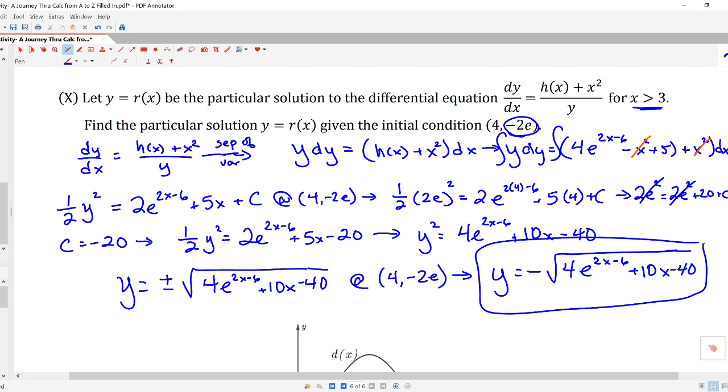Again, I can't guarantee it'll give you something I think that's complicated, but you will probably have to do some sort of separation of variables and integrate and use the particular solution, the point, to find out the value for c.